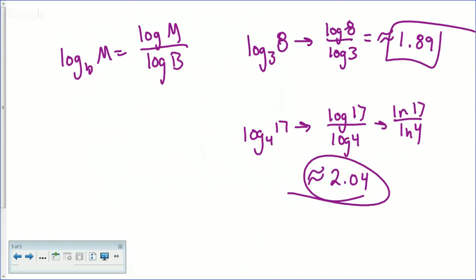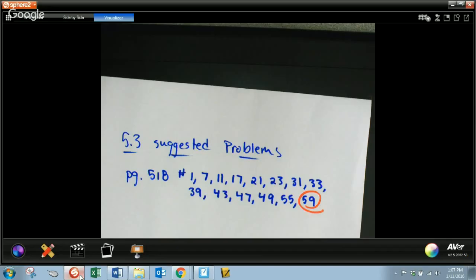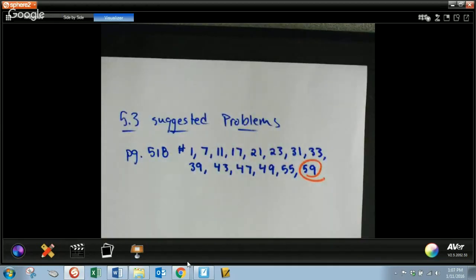So let me put back up here your suggested problems. So there's your suggested problems. Number 59 is your challenge problem. Go ahead and come to class with questions or come in and see me if you need extra help, and be ready for the quiz.